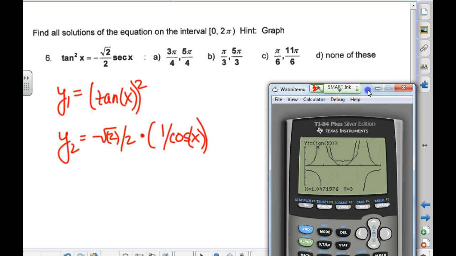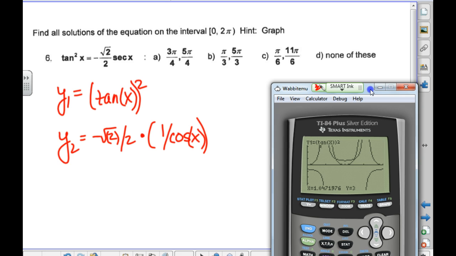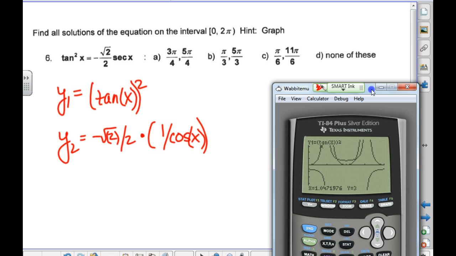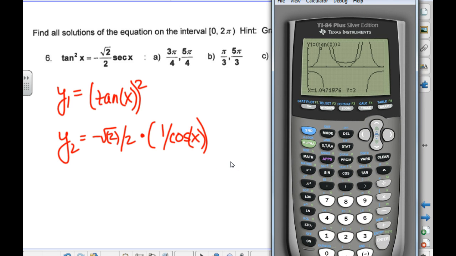And, you know, it is possible that one of the answers on the quiz is none of these. If you've carefully graphed it and the choices don't jump to the intersection point, then you'd have to pick none of these, okay? So we were able to be successful with choice A. And I did put this in a parenthesis when I typed it in, just to make it nice. And I did set my window to 0 to 2 pi.